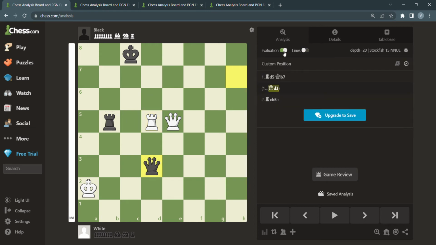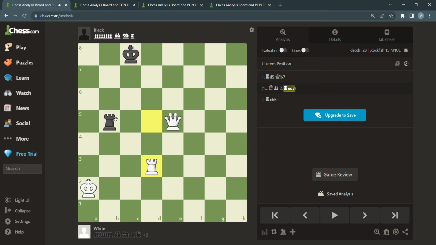What do you think you can capture right now? Pause the video and think about it. There are 2 captures you can do right now with the rook. If you found it, it's rook captures here and rook captures here.